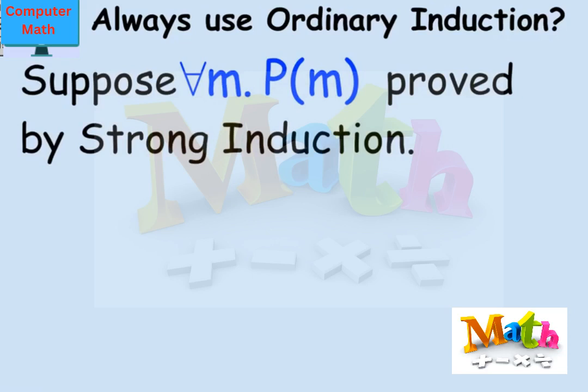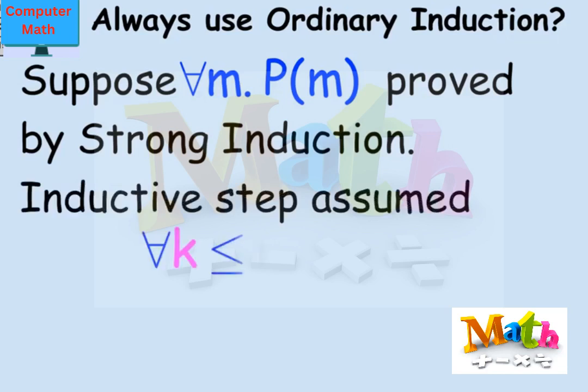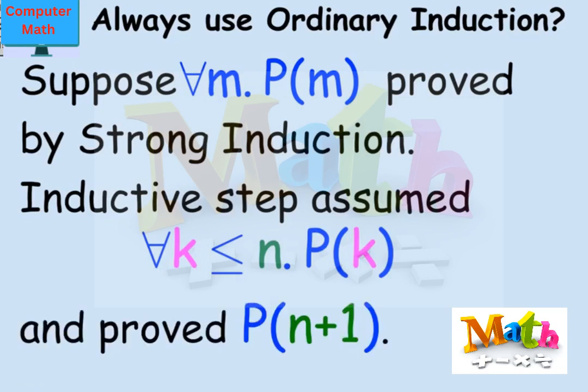Well, it's the same base case whether you're using ordinary or strong, but in strong induction, you would do an inductive step where you actually assumed not just P of n, but P of k for all k less than or equal to n, right? And then using all those hypotheses about P of k, you proved P of n plus 1 in the strong induction.